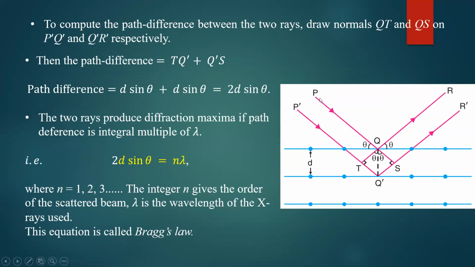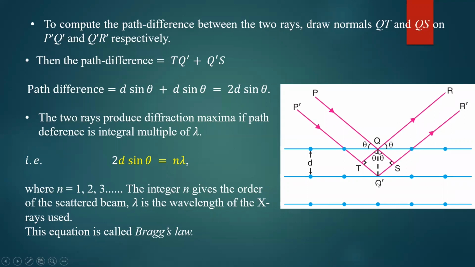The distance traveled by PQ is exactly equal to the distance traveled from P dash to T. Similarly, the distance traveled by the ray from Q to R is exactly equal to S to R dash. So this is basically the extra path traveled by the secondary ray, because PQ is equal to P dash T, and SR dash is equal to QR.